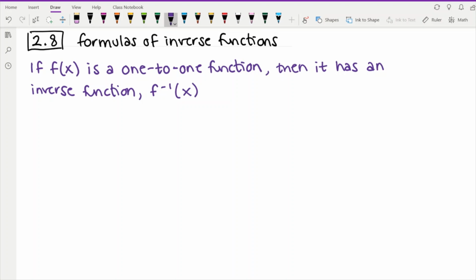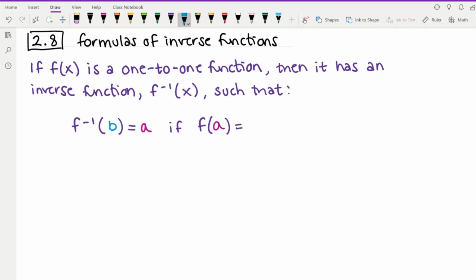So that little -1 is just a symbol that represents the fact that it's the inverse. And how does this inverse function work? Well, it basically reverses the roles of inputs and outputs. So if you're taking the inverse of some number b, and your answer is some number a, well, that's going to be because if you plug in a to your original function, you get b. So whatever is your input and output for your original function, they're going to swap. The original output will become an input, and the input will become output.